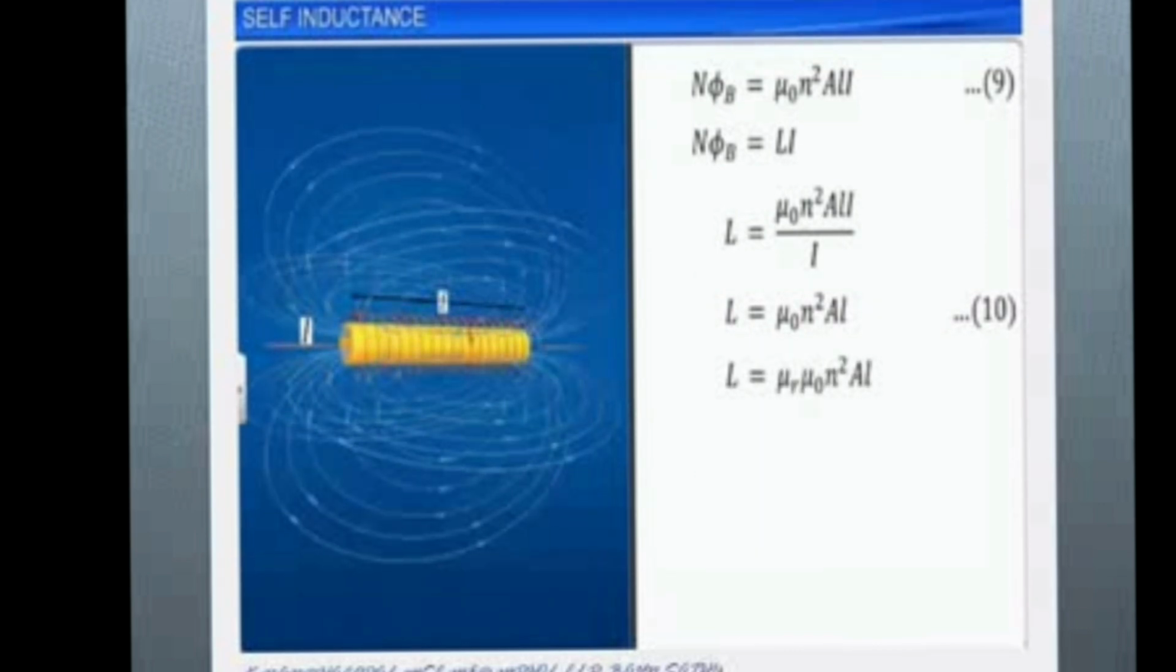Suppose it is placed in a different permeability. If filled with another medium, you can write mu naught mu r N square A l. Instead of mu naught, you can write mu naught mu r, where mu r is the relative permeability. So placing it in a different medium, you can write the self-inductance L equal to mu r mu naught N square A l. Instead of A, you can write pi r square also. If it is circular, you can write pi r square, and from that you can calculate the radius of the coil since you know all other values. So that's the self-inductance of a long solenoid.